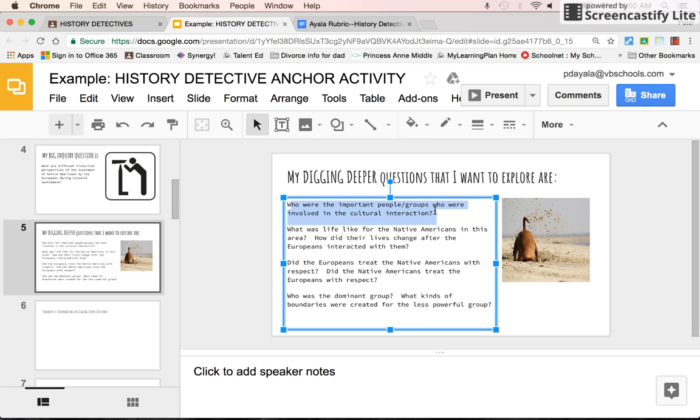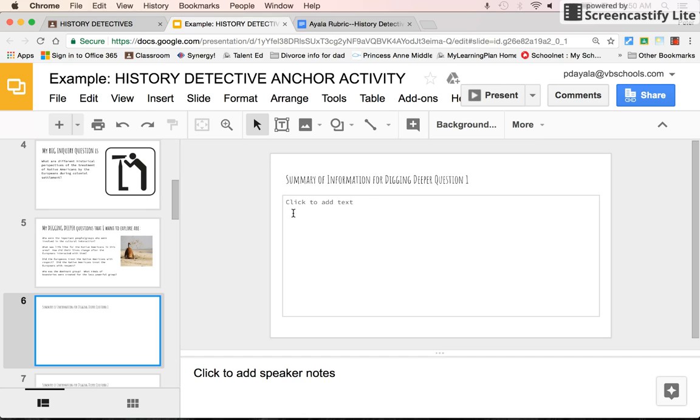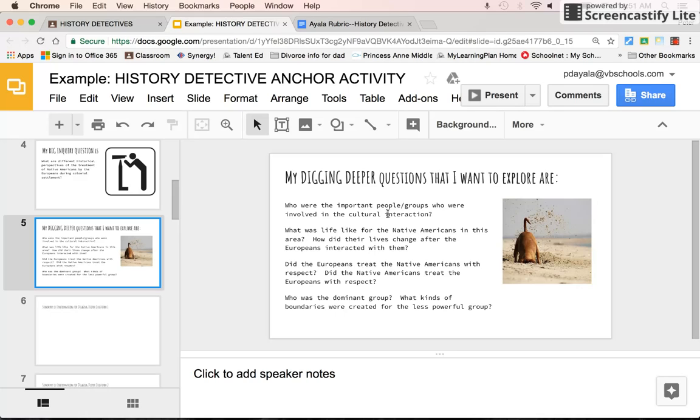Who are the important people or groups who are involved in the cultural interaction? So maybe you're talking about the cultural interaction between the Spanish and the natives, or the French and the natives, whatever the case may be. You would post that information right here. I would say post the question and then write your summary under it, right? So if you wanted to talk about who were the important people or groups that were involved in the cultural interaction, you would say the important groups were the Spanish and the natives.